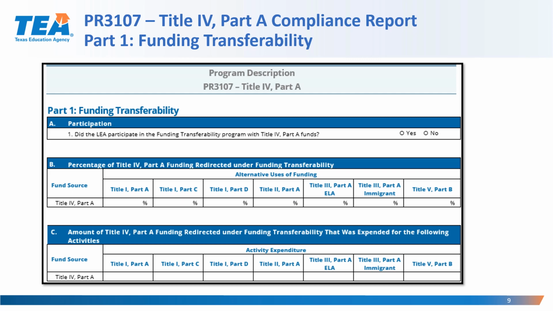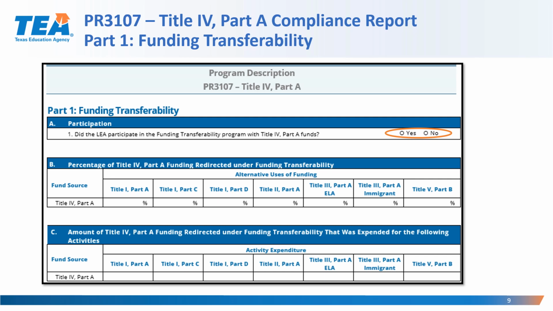For Part 1A of the Compliance Report, click Yes or No to indicate whether the LEA participated in the Funding Transferability Program with Title IV Part A funds. If an LEA selects No, Part 1 of the schedule will collapse. Skip to Part 2. If Yes is selected, continue to Parts 1B and 1C.